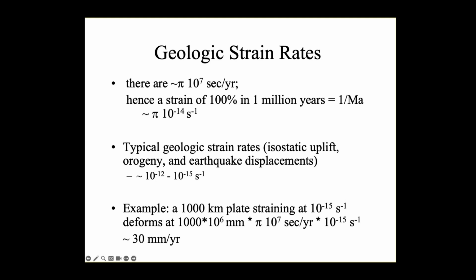So here's one way to think about it in terms of plate tectonics. A 1,000 kilometer plate straining at 10 to the minus 15 per second deforms at 1,000 times a million millimeters times pi times 10 to the 7 times 10 to the minus 15. That is about 30 millimeters per year. That's about a plate motion, right? So that's telling you something about plate tectonic strain rates. It's on the order of 10 to the minus 15 per second.